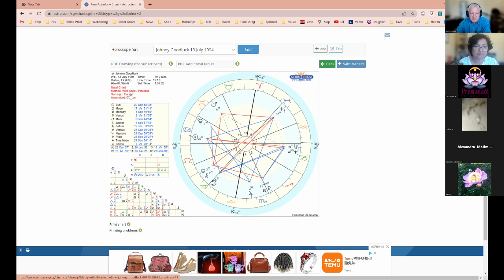The sun sign of this person is Cancer. The ascendant is also Cancer. So we have a double Cancer here. And then this lists all the planets, and it lists their respective signs. For example, the moon is in 17 degrees Virgo, 51 minutes and 11 seconds. Mercury is in 1 degree Cancer, and so on and so forth.